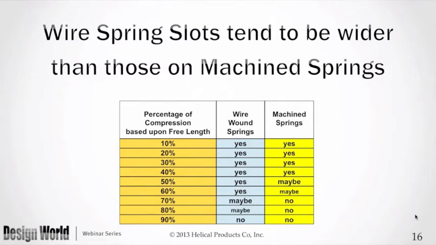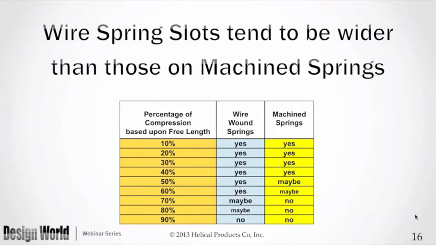In any case, since the wire springs can have such wide slots, you'll find that they can be compressed to a larger percentage of their free length. Whereas with the machine springs, well, about 40% of the free length is normal. We can stretch it to maybe 50% under some circumstances, and I think that 60% that's written there with the small maybe means just that. The moon and the sun have to be aligned, and a few stars too.